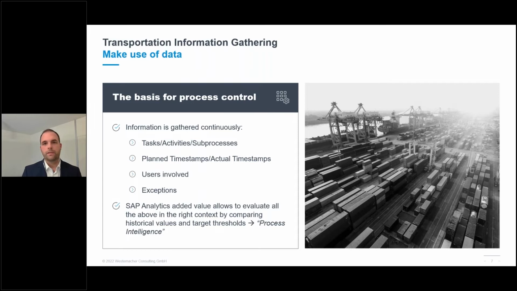Of course, it helps us to compare planned information, planned timestamps, or planned weights, planned volumes, against actual. So what has actually happened? Is the truck in time? Is the vessel on time? Are the 12 boxes or the 12 pallets or the two containers picked up? Or do we have actually a deviation already in the process?